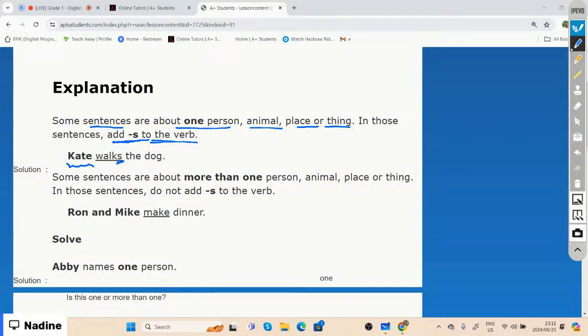Then if we want to show within a sentence that there is more than one person, animal, place, or thing, like two or more, then the verb within that sentence does not get an s. So the verb will not have an s at the end.